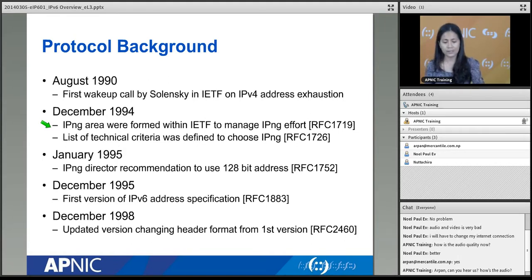So in around 1995, one of the proposals, as I've said, is to use 128 bits, and they stuck with using 128 bits. The first version of the IPv6 address specification came out as RFC 1883 in 1995, and the first standard version, which is RFC 2460, was published in 1998. Now, there have been a few things added over the past years to this RFC, so you can see updates added onto the RFC if you search it online on the IETF website.